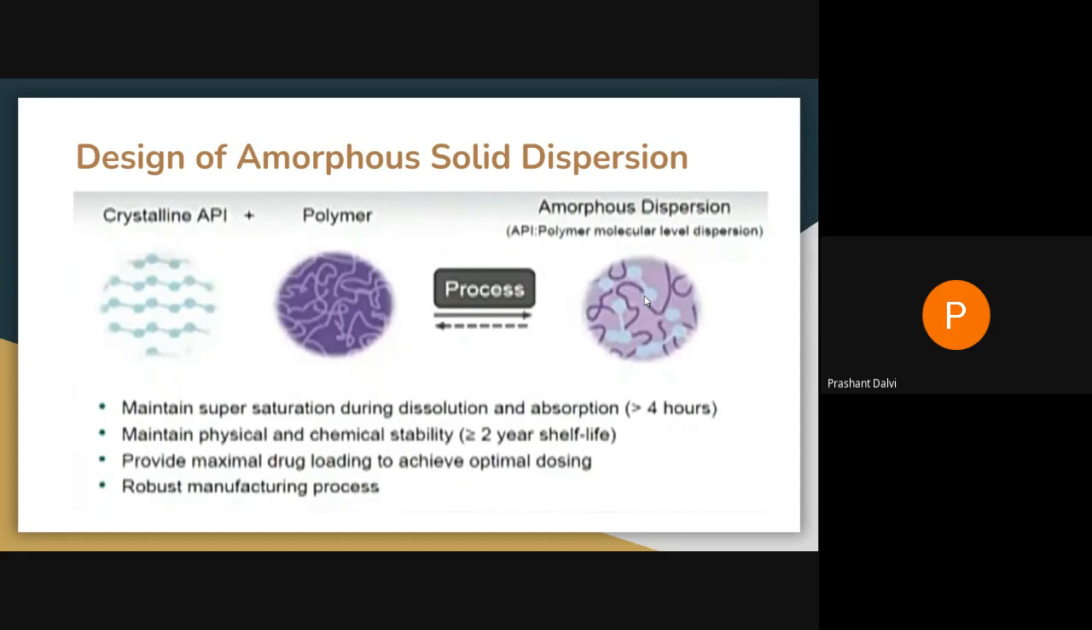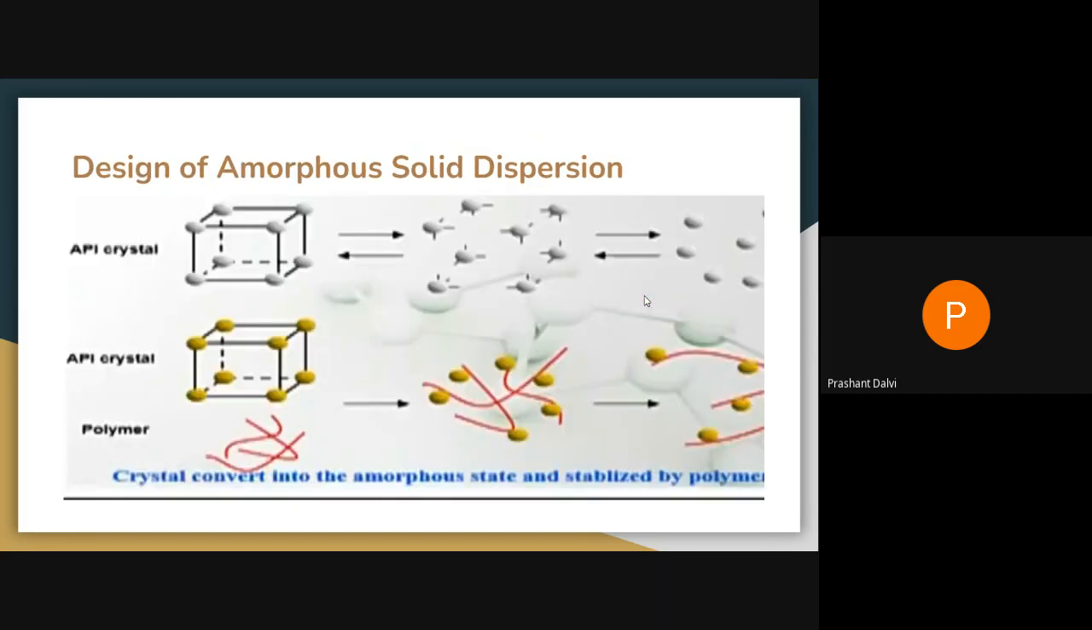So in this way, you can form these amorphous dispersions. There are different advances in the technology that are generally used for this amorphous dispersion, which we will discuss later on. But generally, it is designed in such a way.